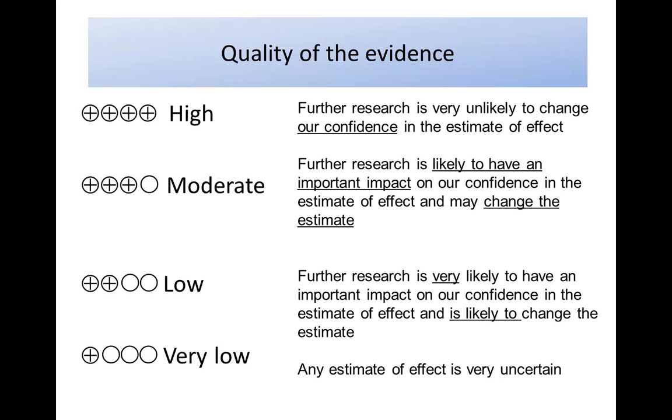And in contrast, obviously, the high means we're pretty sure we know what we're talking about, and moderate is further research is likely to have an important impact on our confidence and may change the estimate. So basically, if we knew more, we'd probably be more sure, and it might change things, but it's a may there. And very low is the lowest grade. Any estimate of the effect is very uncertain, and I guess that really encompasses quite a lot because it's pretty easy to get down to very low with a lot of the reviews that we're doing, a lot of the evidence that we've got when it's quite weak.